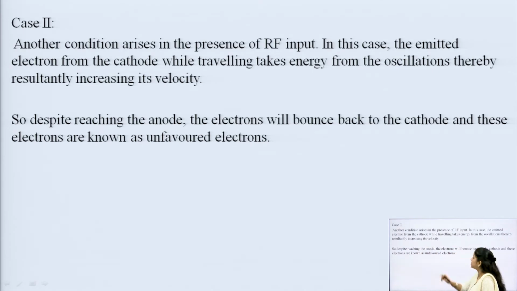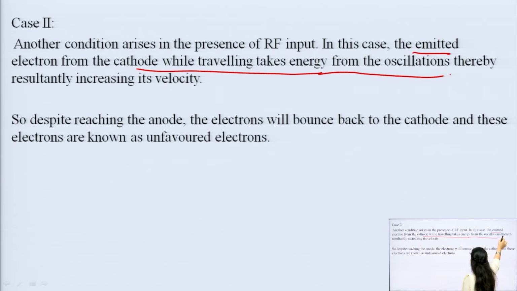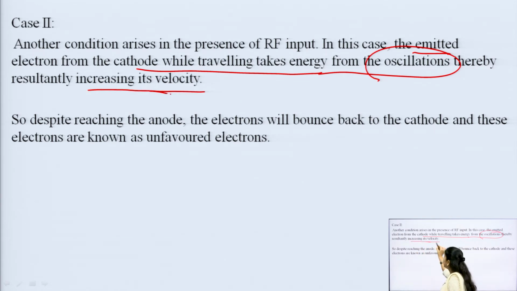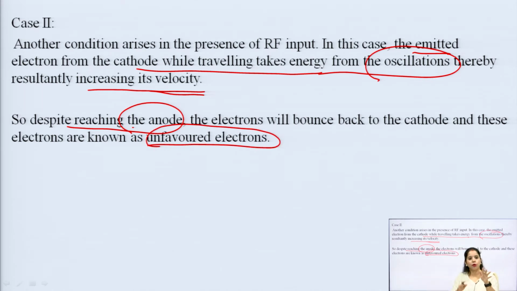The second condition arises in the presence of the RF input. In this case, what will happen? The emitted electron from the cathode, while travelling, takes energy from the oscillation. Now the condition for the unfavored electron comes. The electron which is coming from the cathode and moving towards the anode takes energy from the oscillation, and its velocity increases. If its velocity increases, then despite reaching the anode, it bounces back to the cathode again, and such electrons are called unfavored electrons. So now you clearly understand the difference between the favored and the unfavored.